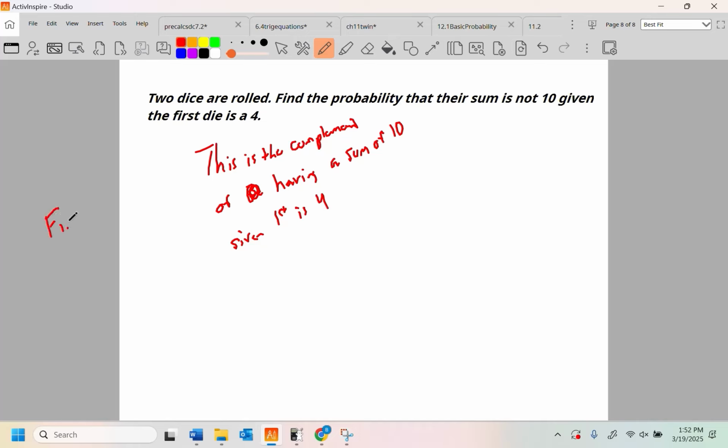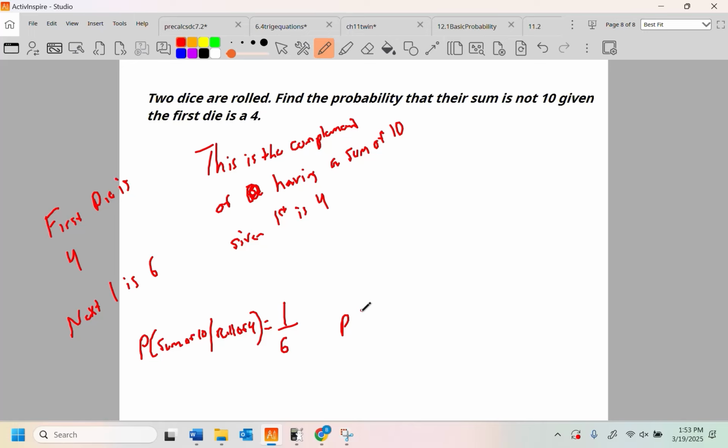Now, if the first die is 4, and that's a fact, the next one is 6, because 4 plus 6 is 10. This has to be true. And the probability of getting a 6 is 1 in 6. So this right here is the probability of sum of 10 given a roll of 4. It's 1 of 6. And I want the exact opposite of that. I want the complement of this event.